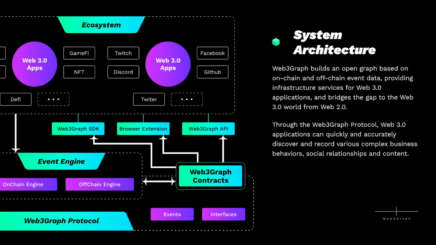So Web3 Graph builds an open graph based on on-chain and off-chain event data, providing infrastructure services for Web 3.0 applications. And it also bridges the gap from Web 2.0 to the Web 3.0 world. There are also a lot of ways to integrate Web3 Graph to help steer your crypto portfolio in the right direction. Through the Web3 Graph protocol, Web3 applications will quickly and accurately discover and record various complex businesses, behaviors, social relationships, and content. So we're seeing a lot of cool stuff there with the system architecture.